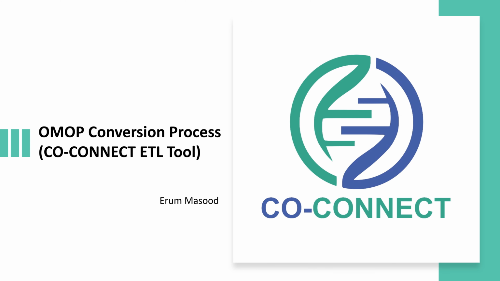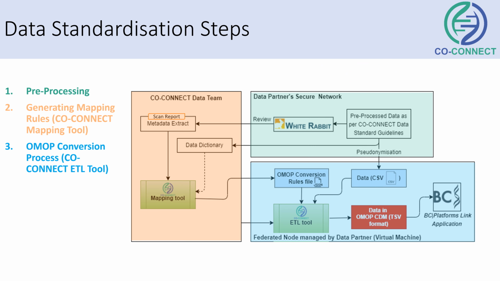This presentation explains the extraction of the data from source, transformation of data to OMOP CDM, and loading it on the BC-Link platform. This diagram gives an overview of the process involved with the data partners and the CO-CONNECT team to successfully convert data into OMOP CDM by ensuring the data is not accessed and manipulated by anyone except the data partner.